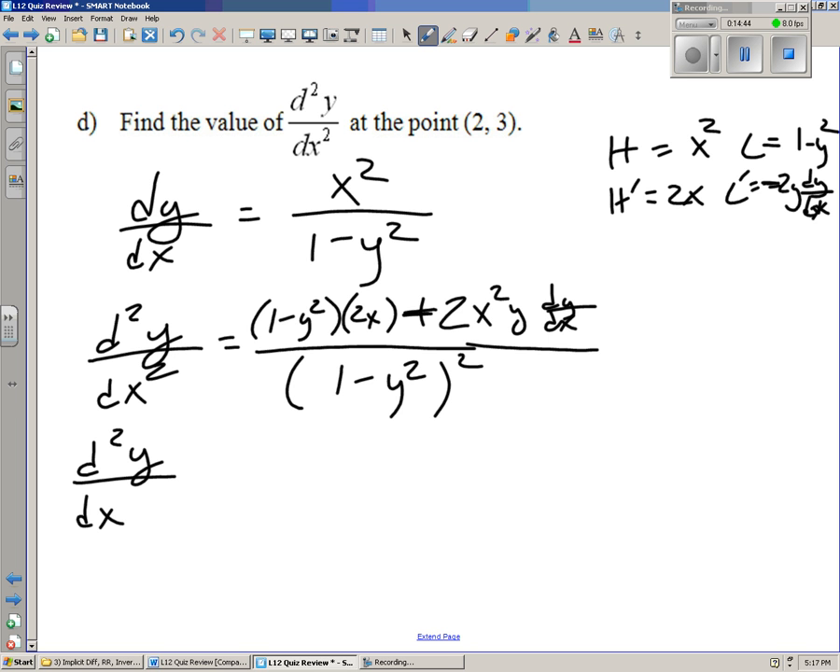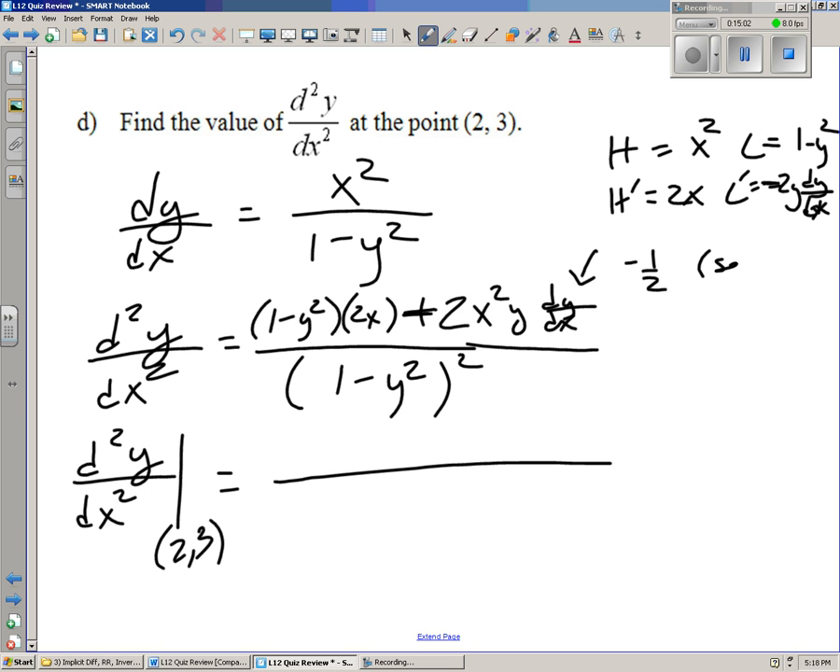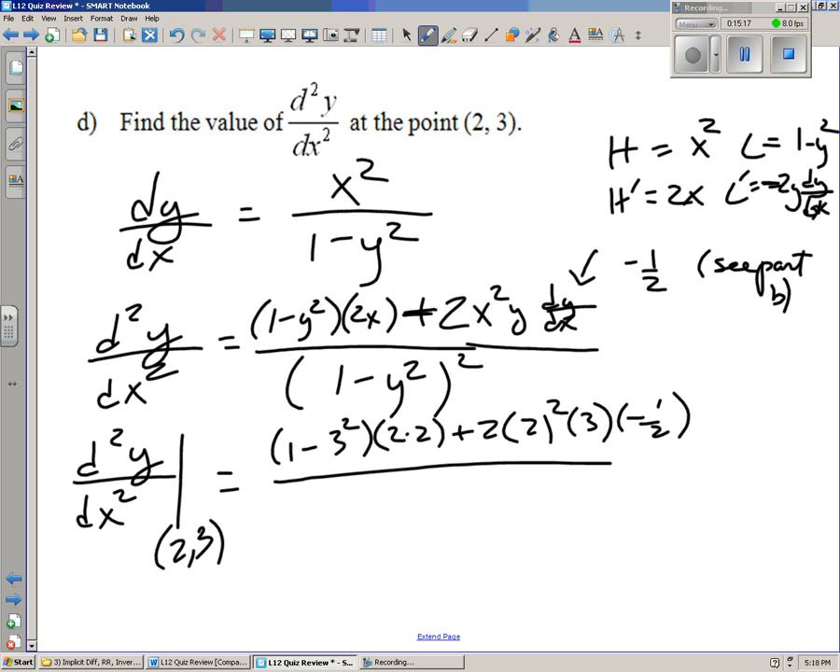So what I claim is that we've actually already found, if you notice, the first derivative is embedded in here. And we actually know that value from part B, because part B asks us to find the slope of this line, which is the slope of the tangent line at that point, which is identical to the derivative. So dy over dx is actually going to be negative 1/2, see part B if you're not sure about that. Okay, so now I have 1 minus 3 squared times 2 times 2, plus 2 times 2 squared times 3 times negative 1/2, over 1 minus 3 squared, squared.